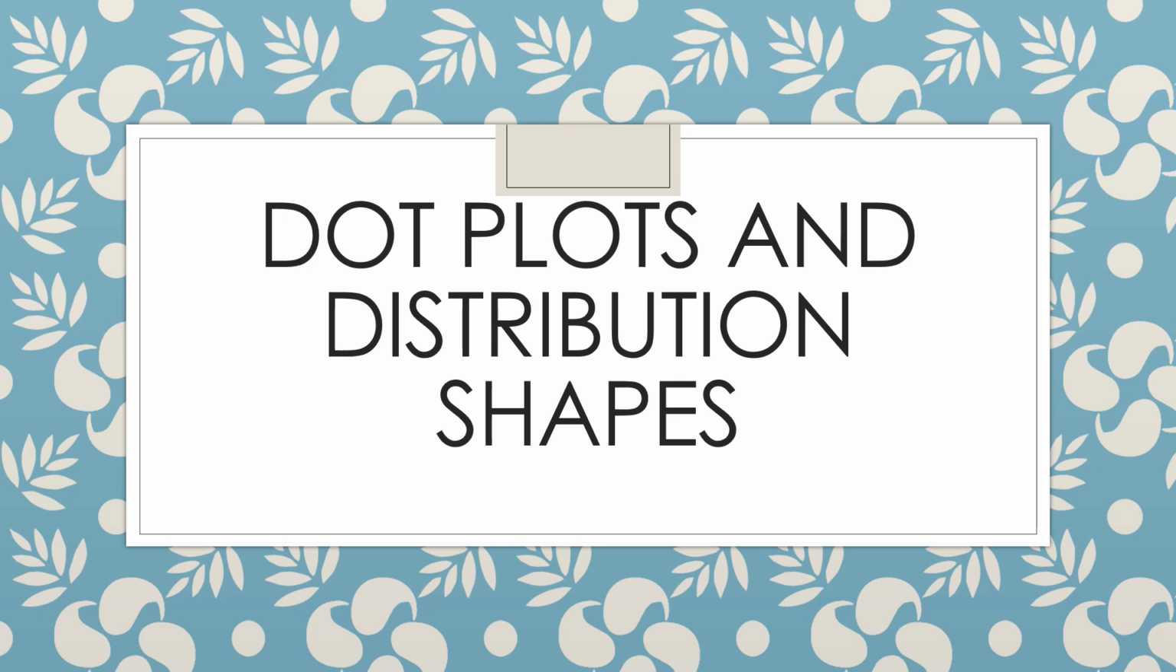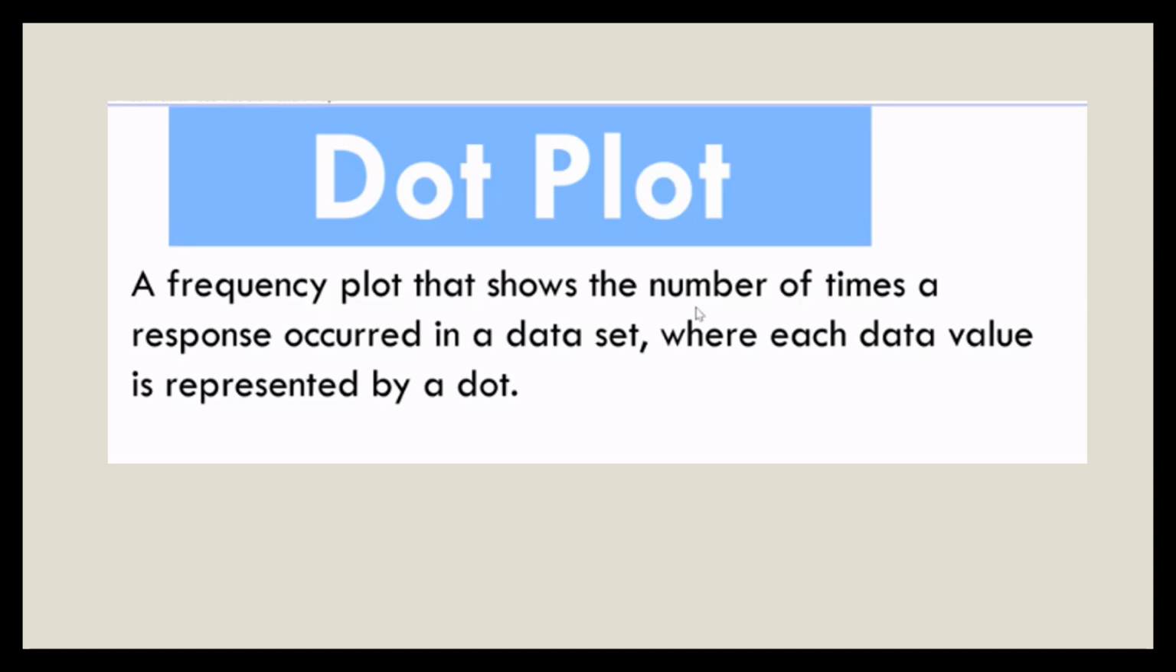Today's topic is dot plots and distribution shapes. A dot plot is a frequency plot that shows the number of times a response occurred in a data set, where each data value is represented with a dot. Sometimes that may be different if you're given a key, and a dot may be worth more than one. So just look to see if there's a key.